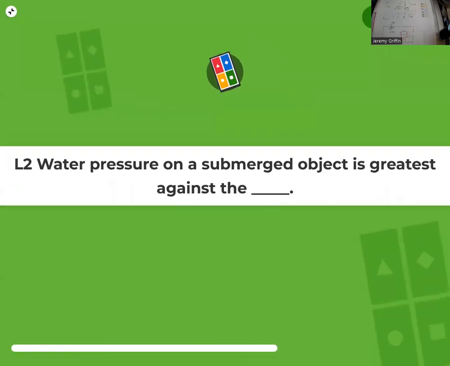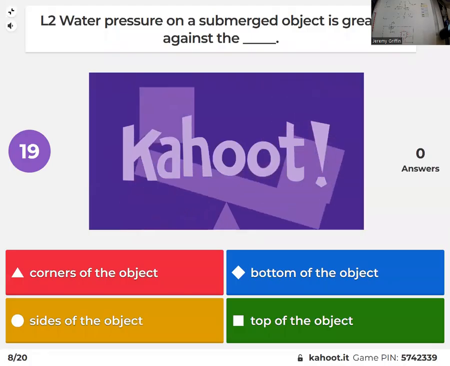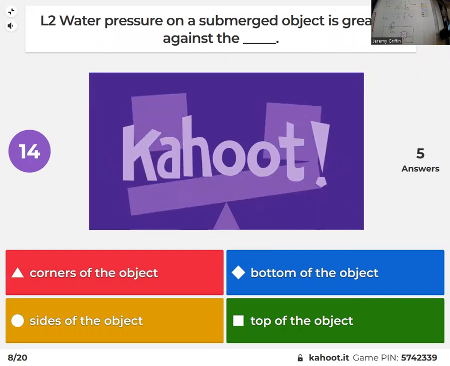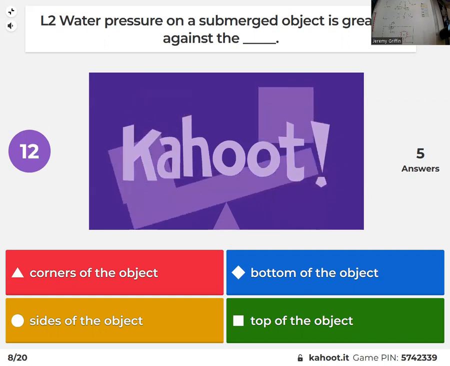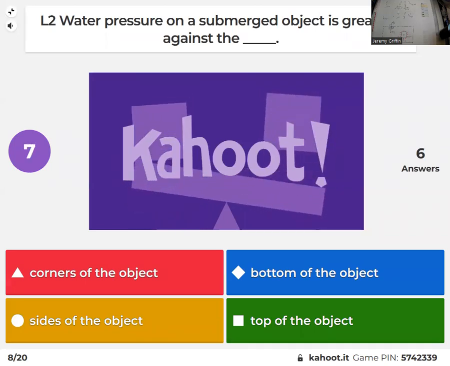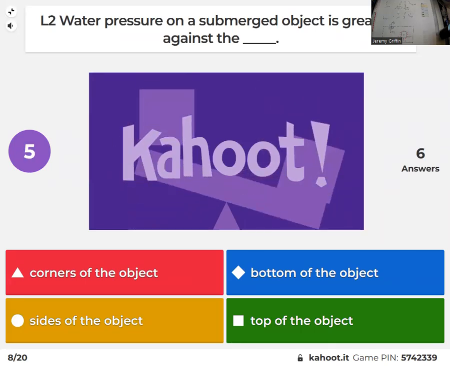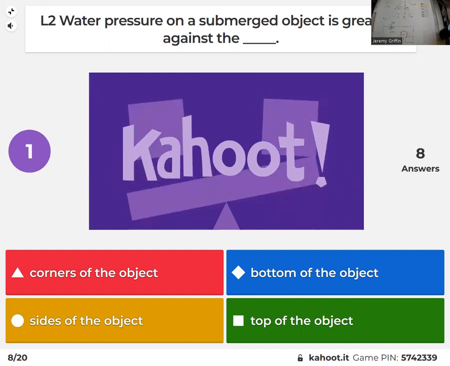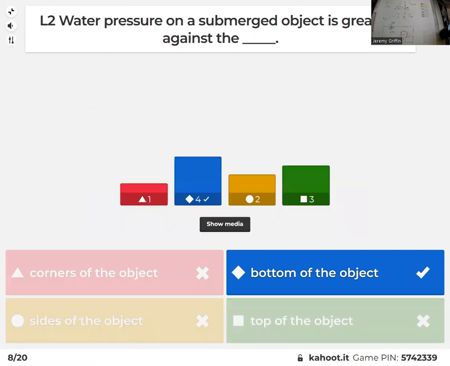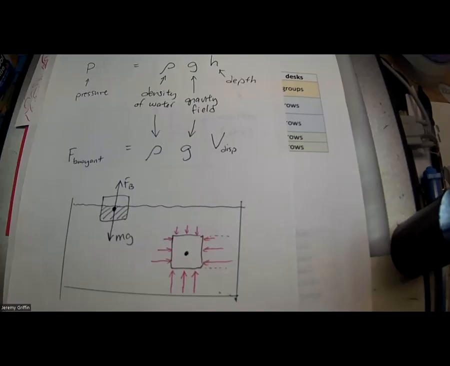Water pressure on a submerged object is greatest against... Yeah, the bottom of the object. All right, we're gonna switch over so you guys can see my picture again. Okay. Why is the water pressure greatest against the bottom of the object?